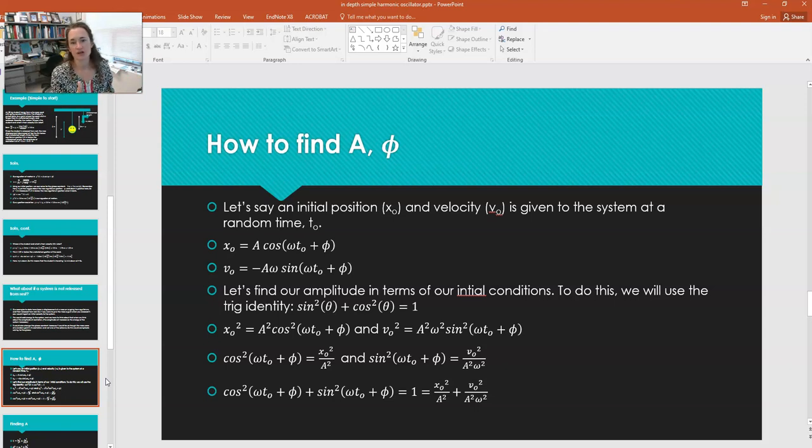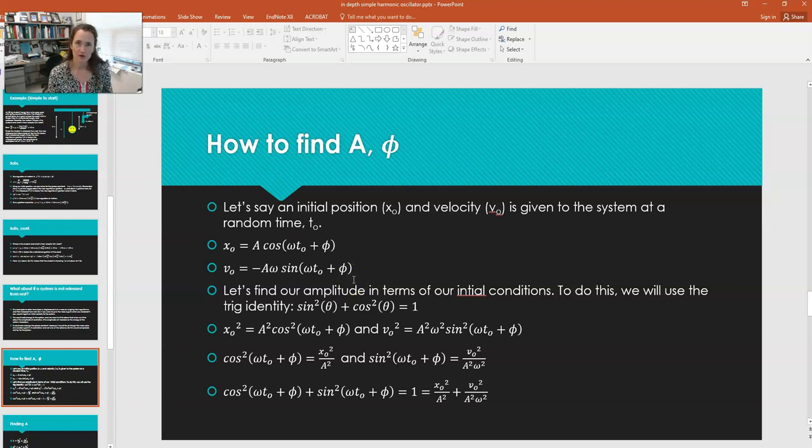So we're going to call our initial position x naught, our initial velocity v naught, and the random time t naught. If I write what my position and velocity equations would look like for those initial conditions, I would say that x naught is equal to A cosine(omega t naught plus phi), and v naught is equal to minus A omega sine(omega t naught plus phi). So what we want is to be able to express A and phi in terms of these initial conditions.